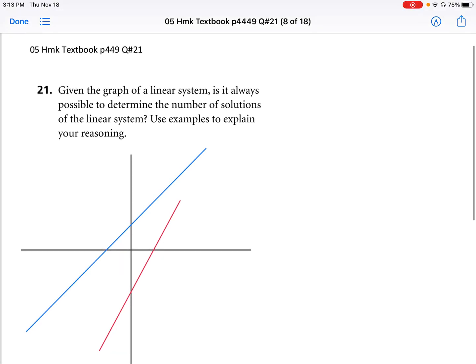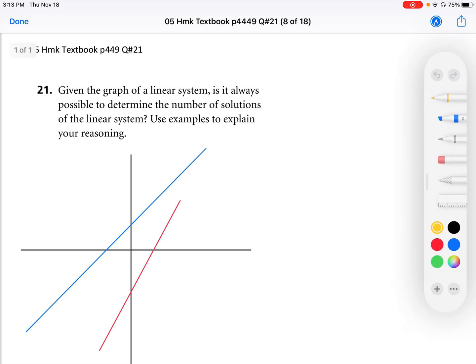Given the graph of a linear system, it's always possible to determine the number of solutions of a linear system. Use examples to explain your reasoning. So if we have a graph of a linear system, we can see two straight lines. And as long as the angles of those two lines are different, eventually they're going to cross.